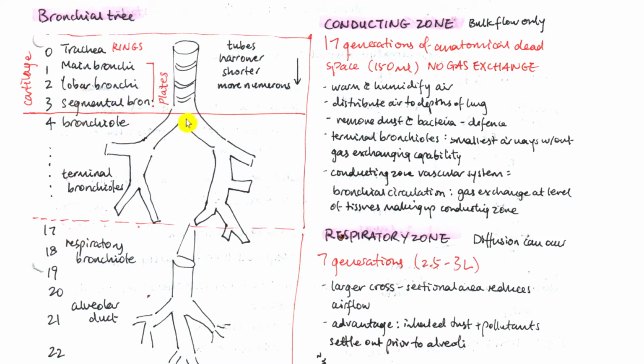And then we have the lobar bronchi and the segmental bronchi. This line should really be down here, shouldn't it? But yeah, so we have all the divisions. So there's 4 generations from the trachea to the segmental bronchi, and these generations contain cartilage. The tubes get narrower, shorter, and more numerous as you go down the bronchial tree.